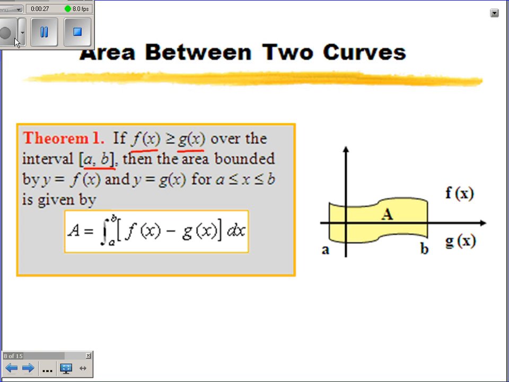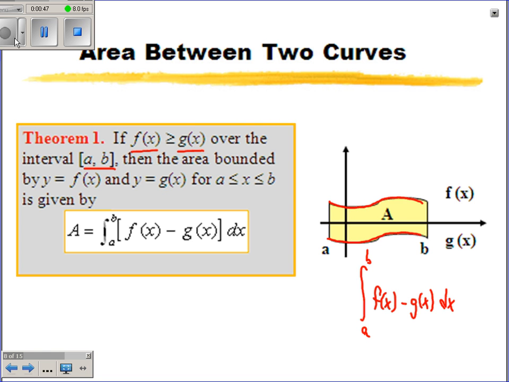So all we're doing is, if f is the function that's greater than g, that just means all the y values are larger than the y values of g, then you're just going to set up the definite integral from a to b, take the upper function, f of x minus g of x, and that's going to give you the area that's bound between them that we have in this picture.